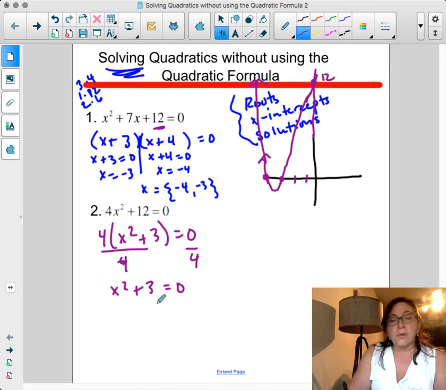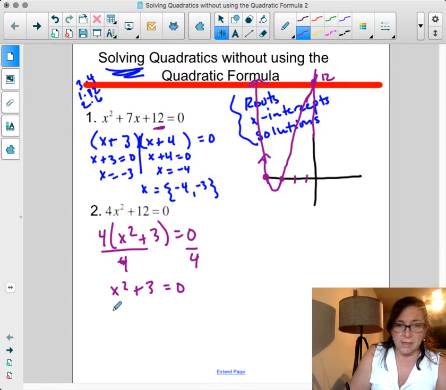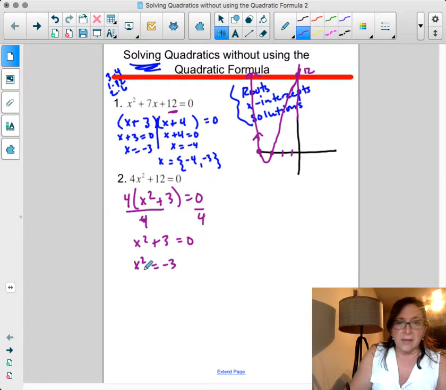So now you need to solve for x. We're going to move the 3 to the other side by subtracting. So we get x squared equals negative 3. And in doing that, now we're going to square root both sides. You get x equals the square root of negative 3.